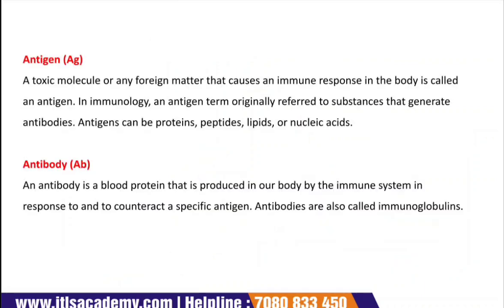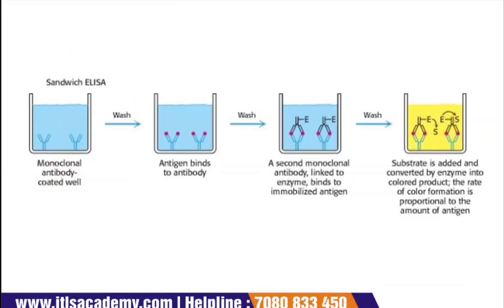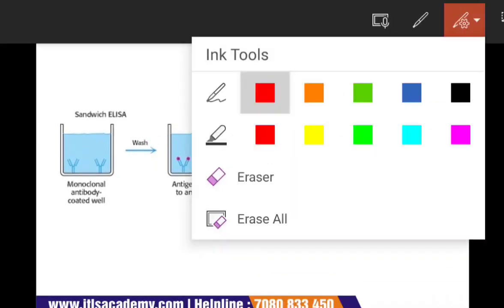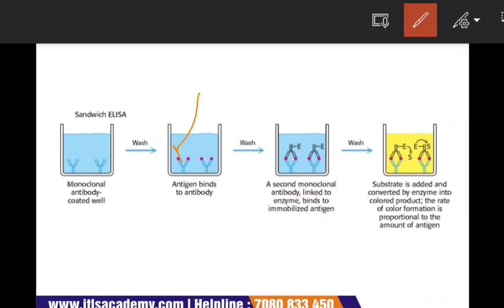Now we have already covered the antigen and antibody part. Moving to the next, that is how it basically works. This is an example of ELISA, a sandwich ELISA. A monoclonal antibody is coated very well. After that, it is washed, and the antigen binds to the antibodies, as you can see in the diagram. As you can see here, the pink one is the antigen, and it is binding to the antibody.